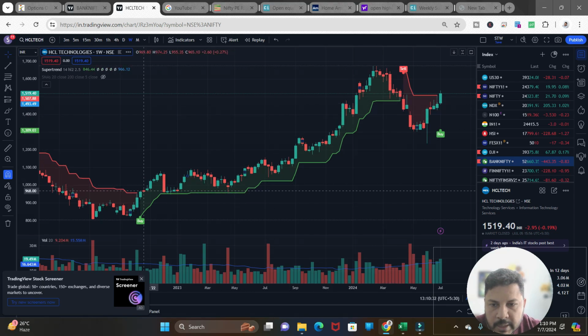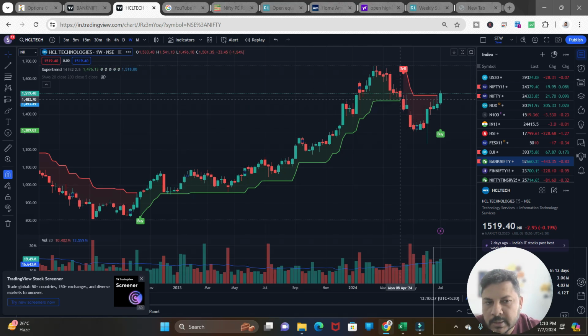From 982 it has gone up to 1474. You can hold it till a candle closes below the super trend. So the same logic, once the candle closes below the super trend, you wait for the next candle and exit.